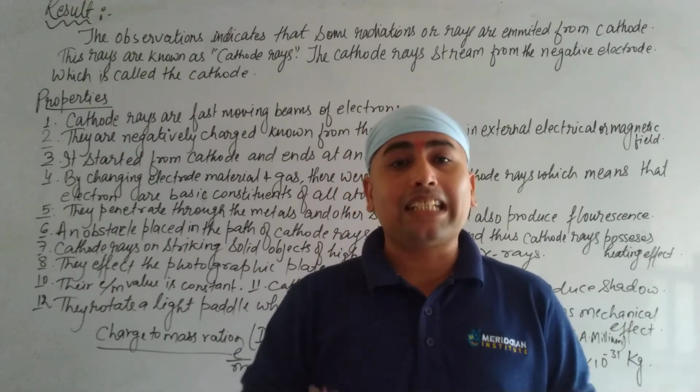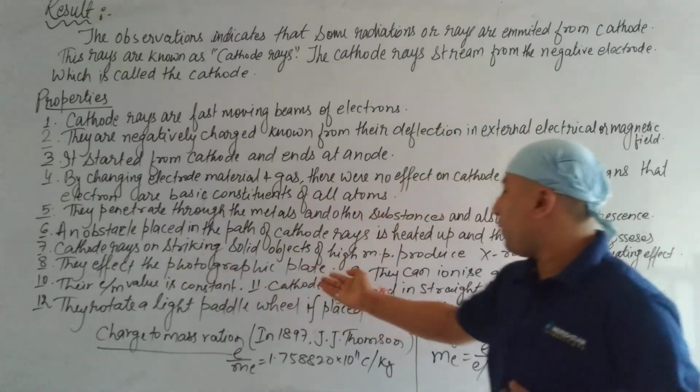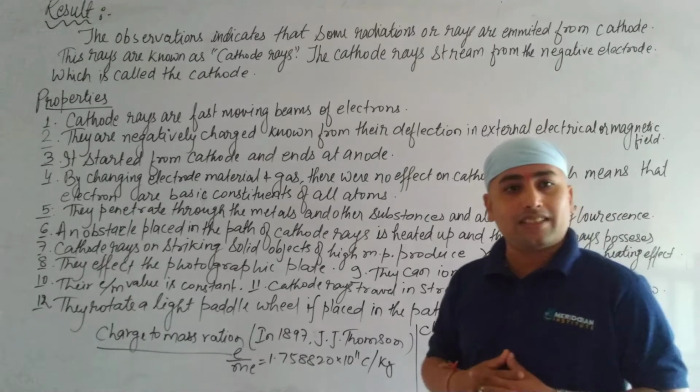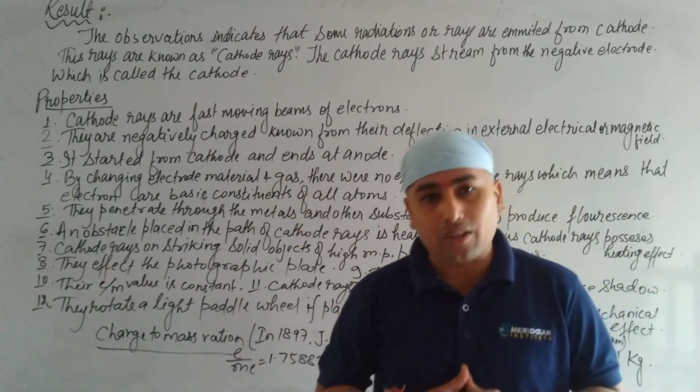Cathode rays ionize gases. They affect the photographic plate. They can ionize gases. The e/m value of these cathode rays is constant.